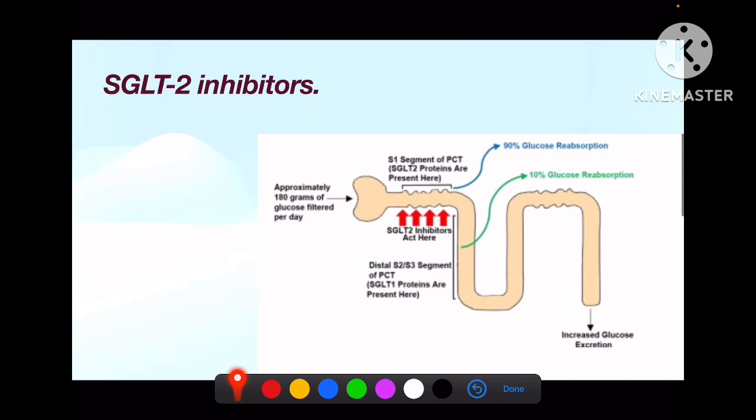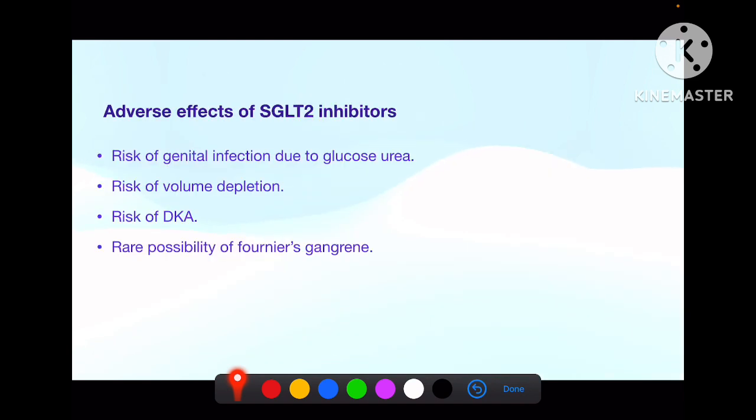1.8 to 2 liters per day. Otherwise, they might have dehydration due to that polyuria. Because of it, there is an impact on the risk of volume depletion in a patient who is on SGLT2 inhibitors. The other one is risk of DKA also, right?